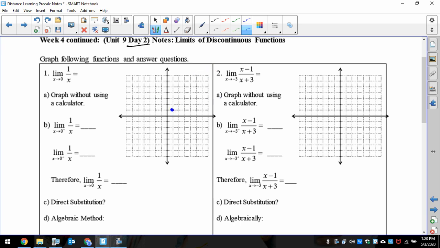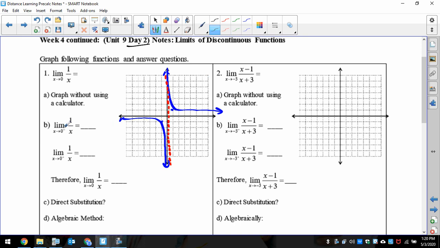So let's go ahead and graph the 1 over x graph. It looks like this. And there's a point here. And there is a vertical asymptote right here at 0. So 0 here is a point of interest. We're interested in what happens right there at 0.